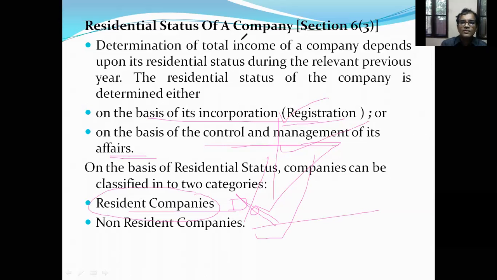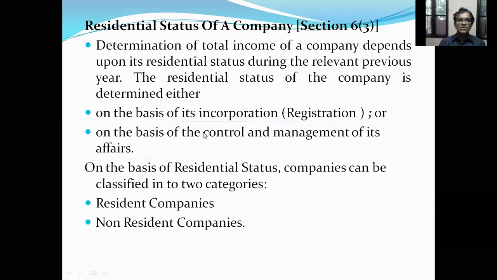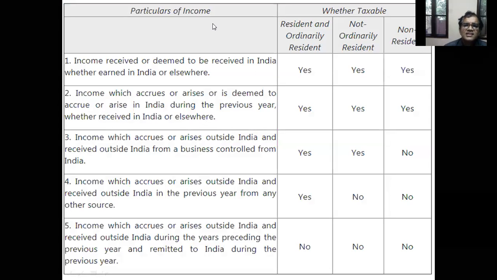Okay. Now coming to the next concept. Why is it important, why is it relevant? It really matters. This is, in other words, known as tax incidence. Tax incidence means who has to pay tax to the government. That will be determined by residential status. That is known as tax incidence, meaning who has to pay tax will be determined. Okay.